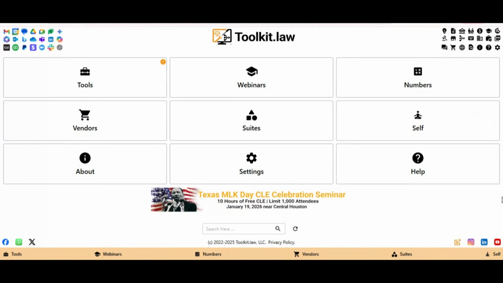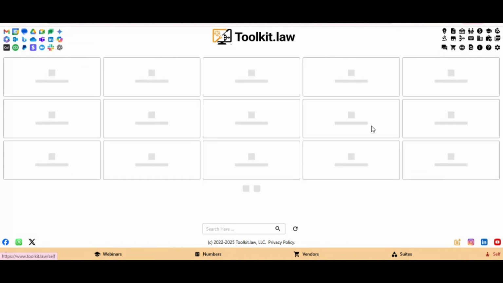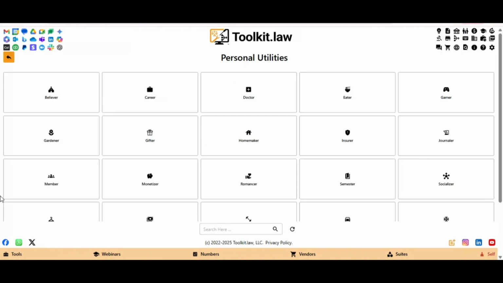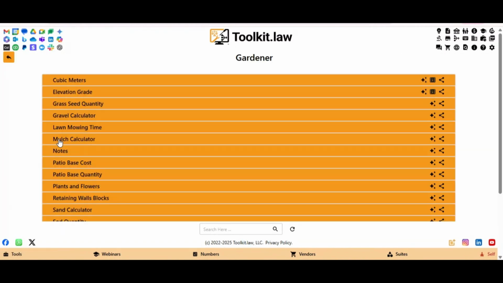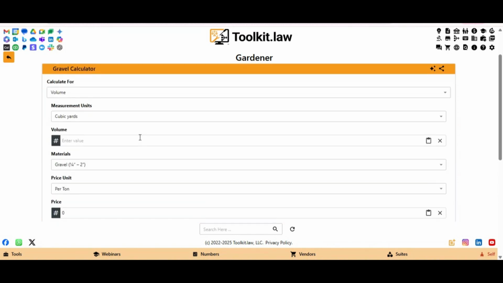Let's review how to use the Gravel Calculator accordion on the Gardener page of Toolkit.law. Select the Self section, then the Gardener page. Click on the Gravel Calculator accordion title bar to access this resource.